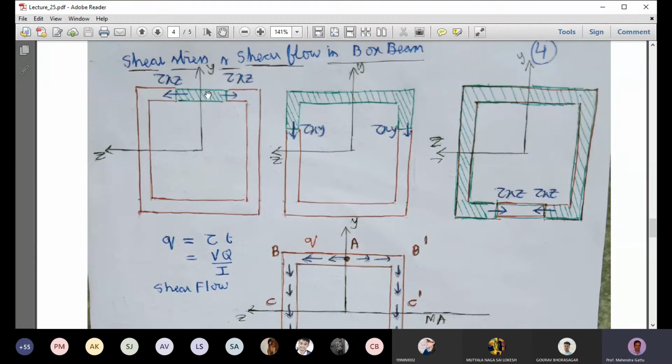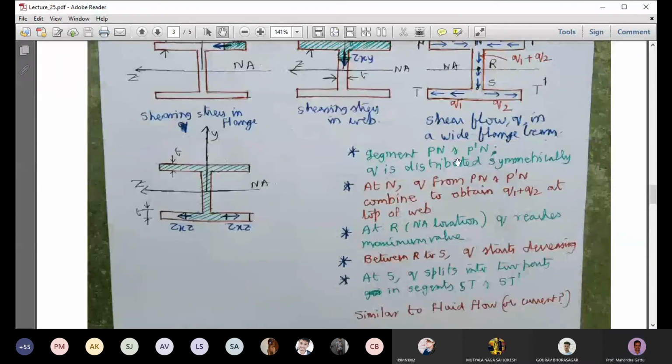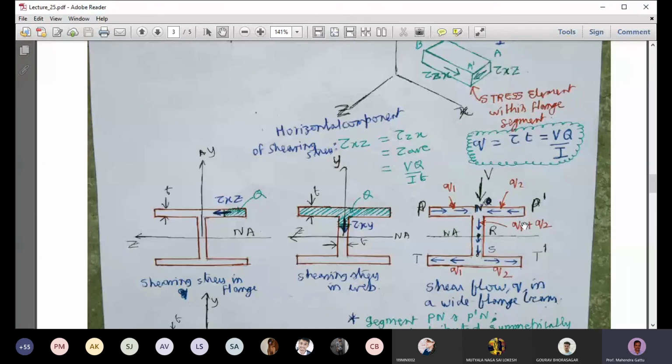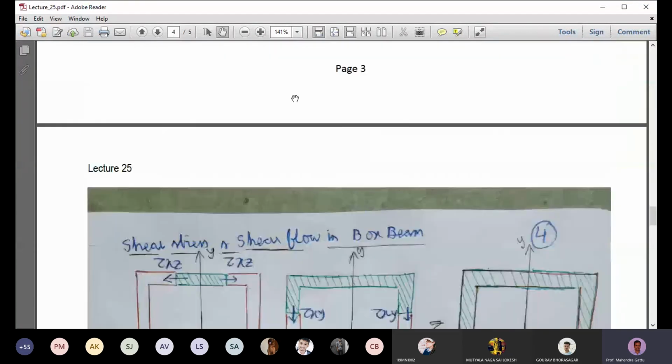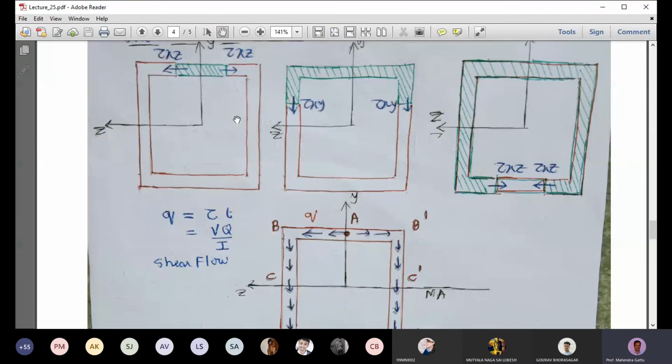So here the shear stress at the top flange is acting away from the vertical plane, unlike the I section. In the I section, what is happening? It is acting towards the vertical plane. Okay, so but here in the box section, the horizontal shear stress is acting away from the vertical plane. Okay, so we can track the shear flow, which is q is equal to tau t, which is VQ by It into t, so VQ by I.